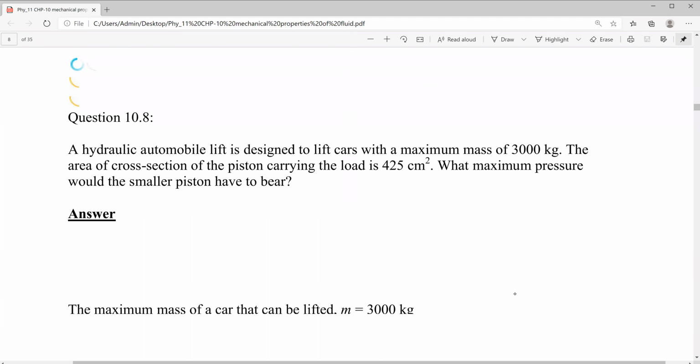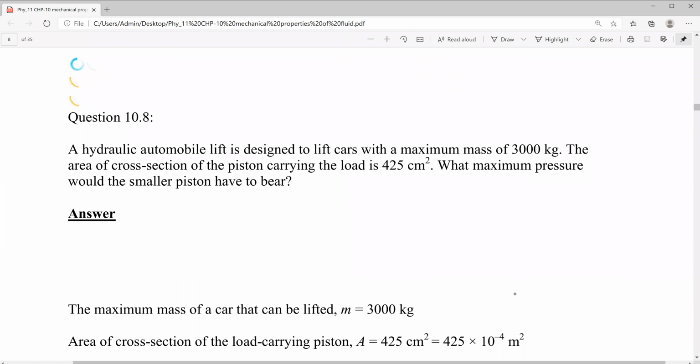Next question, that is 10.8. A hydraulic automobile lift is designed to lift cars with a maximum mass of 3000 kg. The area of cross section of the piston carrying the load is 425 centimeters square. What maximum pressure would the smaller piston have to bear? So this is question 10.8. Let us see how to solve this one.